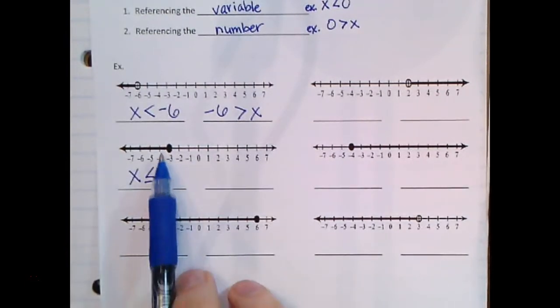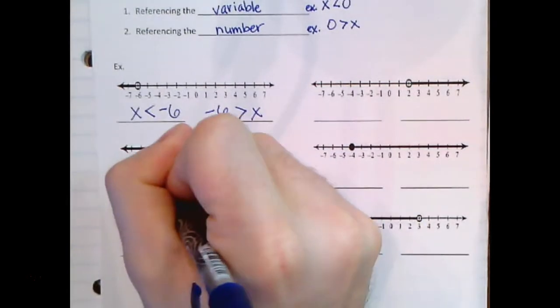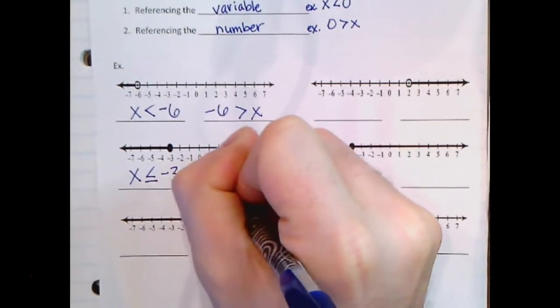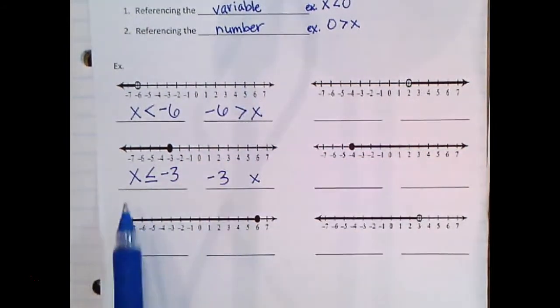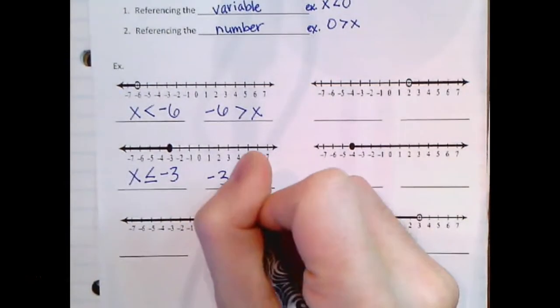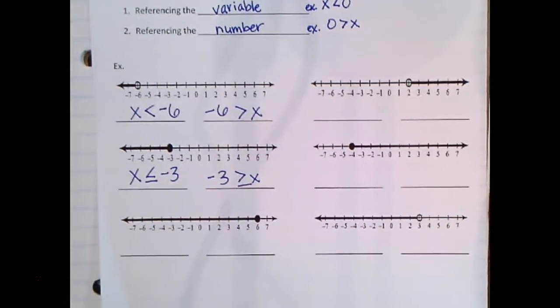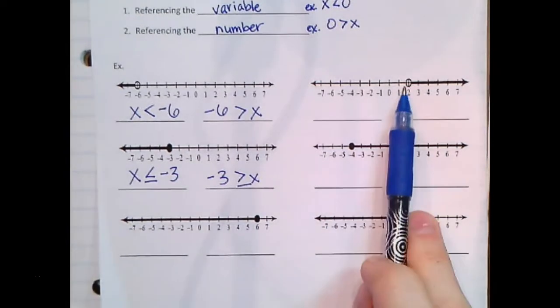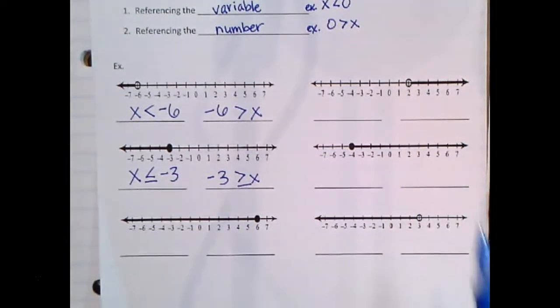And then the circle is at -3, so my number is -3. And then just like before, I'm going to switch the order of everything. The symbol is pointing towards the x, so I'm going to keep it pointing towards the x. All right, I can already tell this one's going to be the same type of thing with the less than, so I'm going to pop over here to get a little bit of practice with one that goes to the right.